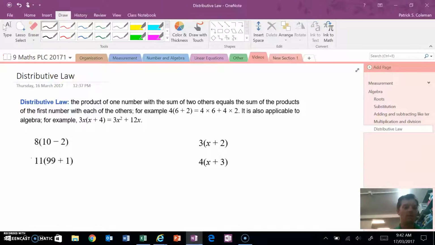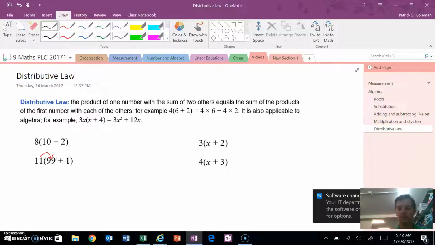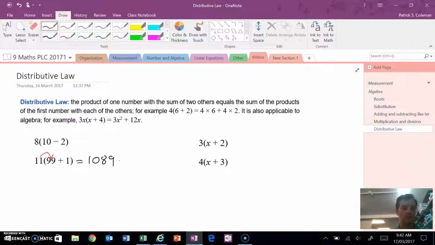Now the next method, using the distributive law, we take the term outside, multiply by the first term. So 11 times 99, that's 1,089, plus 11 times 1. So 11 times 1 is 11. Add those together and we come up with the same answer of 1,100. So that's how it works if we're just using number examples.